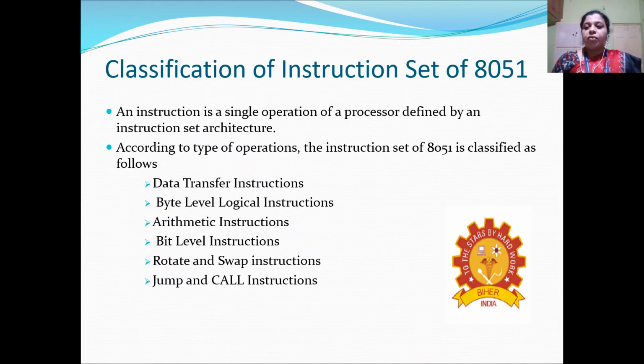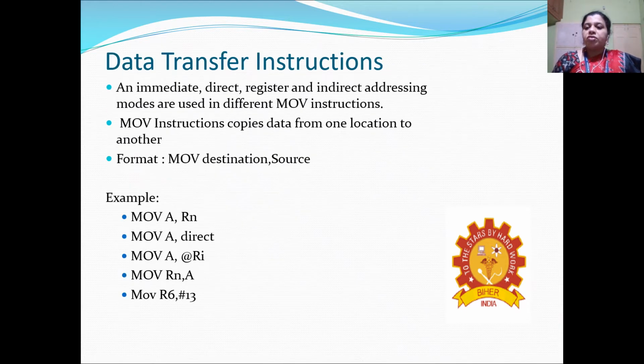First, let us define what an instruction is. For doing any operation in a processor, for each and every single operation, an instruction is needed, and this instruction is defined by an instruction set architecture. Depending upon the types of operation, the instruction set of 8051 is classified into data transfer, byte and bit level logical, arithmetic, rotate, swap, and jump and call instructions. First, we look into data transfer instructions.